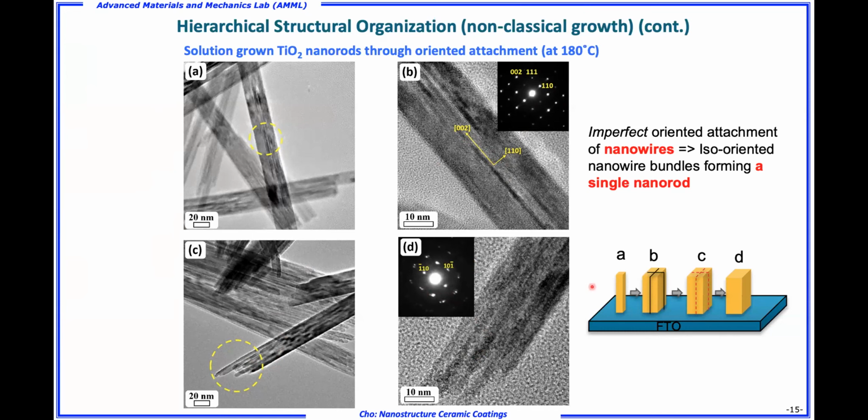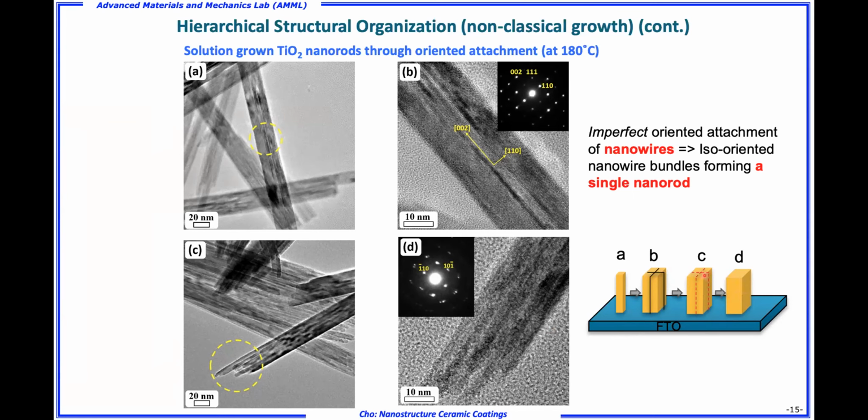So here the idea is that a nanowire is initially formed and then they grow. But if you have more and more nanowires, they begin to bundle so that it forms the bigger nanorod with the square shape. And if these nanowires are perfectly aligned, then the internal boundaries will all disappear by just fusing. Then you can generate a single crystalline nanorod. But in this case, it didn't reach a single crystal nanorod yet.